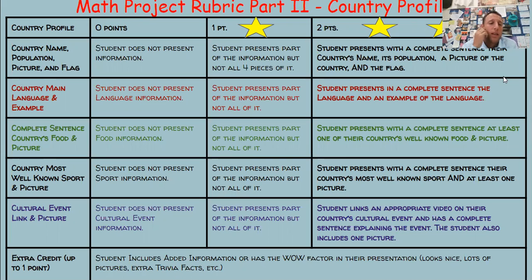The cultural event link and picture. So the student links an appropriate video. This is the only one where you need a video, on their country's cultural event, with a complete sentence explaining the event. The student also includes one picture. There was one student I remember who showed a video of the running of the bulls in Spain. That's really cool, and that's something that I think you'll like. Extra credit then: the student includes added information or has the wow factor. It looks nice, extra trivia facts, lots of pictures, etc.